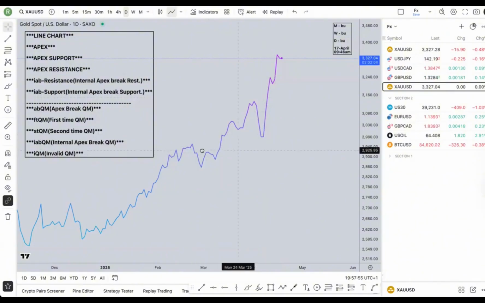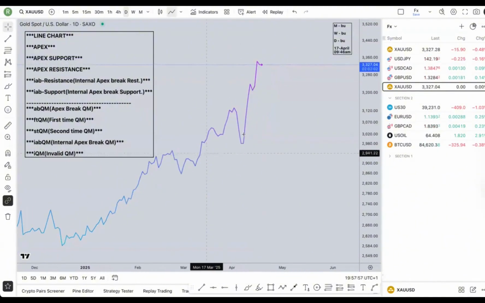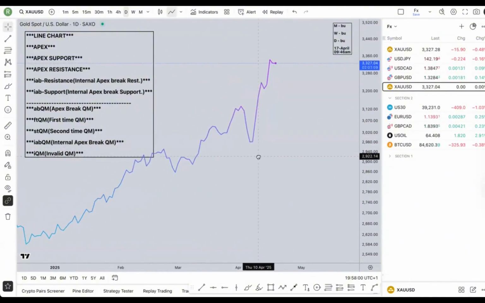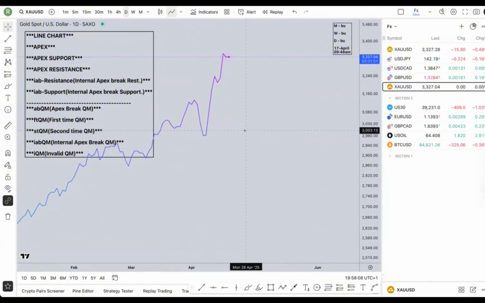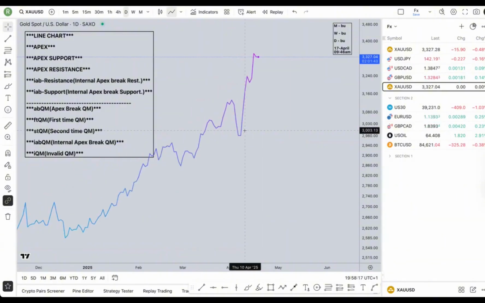So now we've seen the line chart and how it looks. It's very easy to bring the line chart into your chart. The next thing we're going to go to is the apex. What is an apex? Apex is every swing point in your chart, every external swing high and swing low. Now, take note, we have so many swing points. We have swing points that are internal. Every external swing high and swing low are your apex.